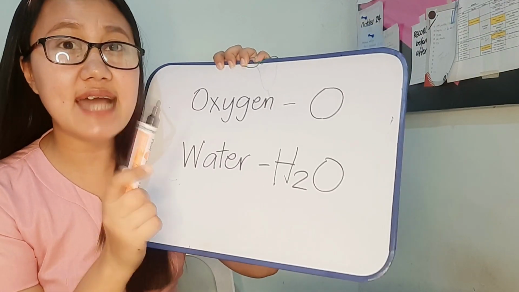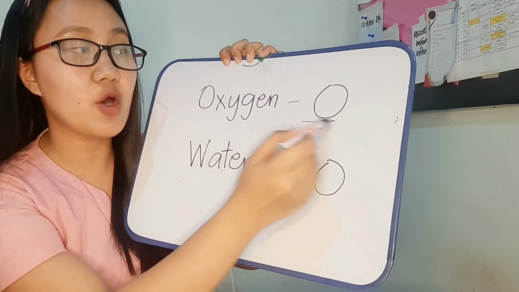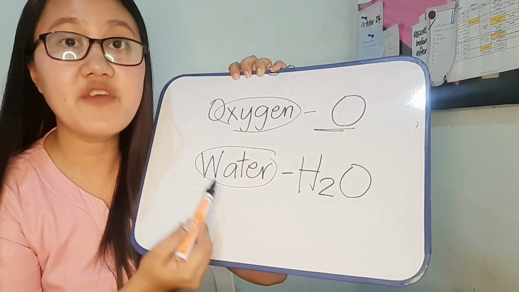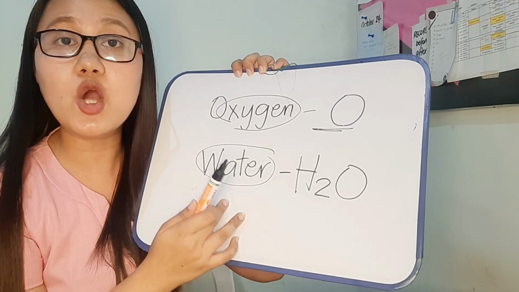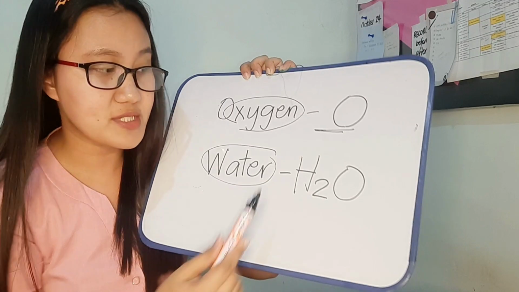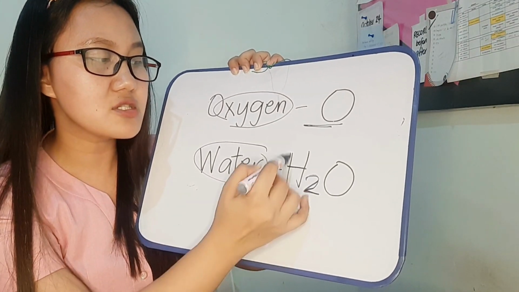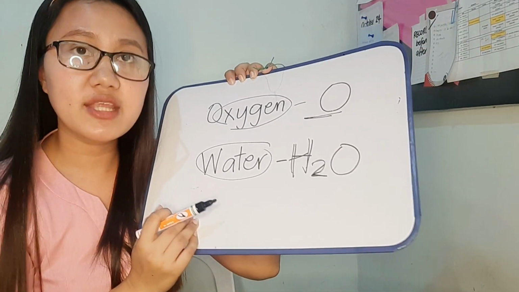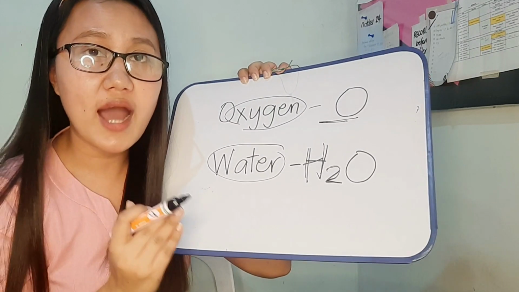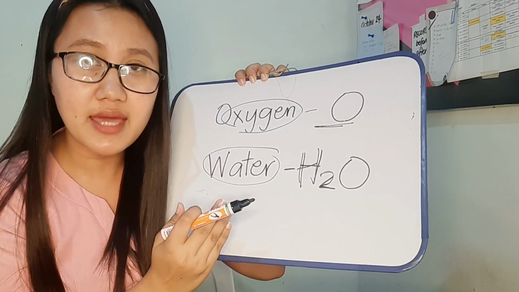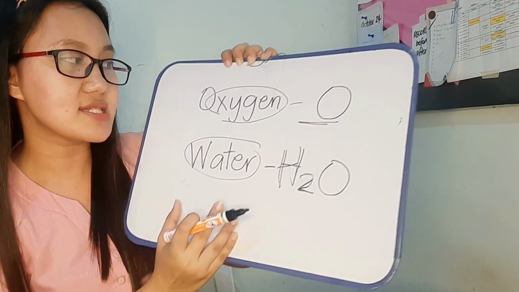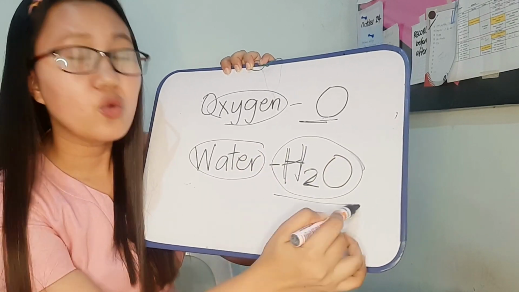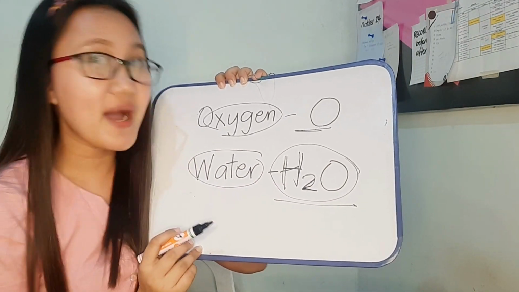So, alin ba dyan ang may isang atom lang? Okay, of course, we have the oxygen. So, ibig sabihin, ito yung element. And water, this is an example of a compound. It's because it's consisting of two or more different atoms. Kita nyo naman, meron tayong 2 molecules of hydrogen and we also have 1 molecule of oxygen. Ngayon, ang pag-aaralan natin ay paano ba kumuha ng mass percent ng element sa isang compound. So, for example, dito, ano ba yung percentage ng oxygen dito sa water? Abangan natin kung paano.